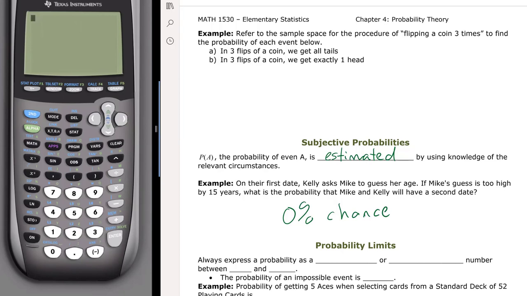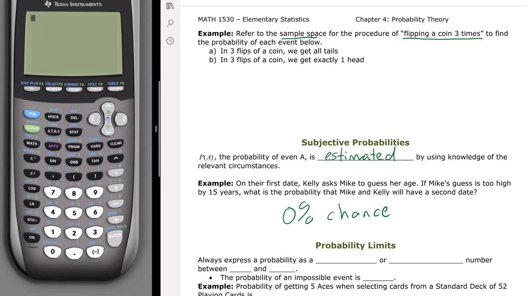Okay, continuing on from where we left off in the previous video, I want to look at going through the other half of this first section of probability theory and just some more examples here. This is another example where it says refer to the sample space where we flipped a coin 3 times and find the probability of each event below.